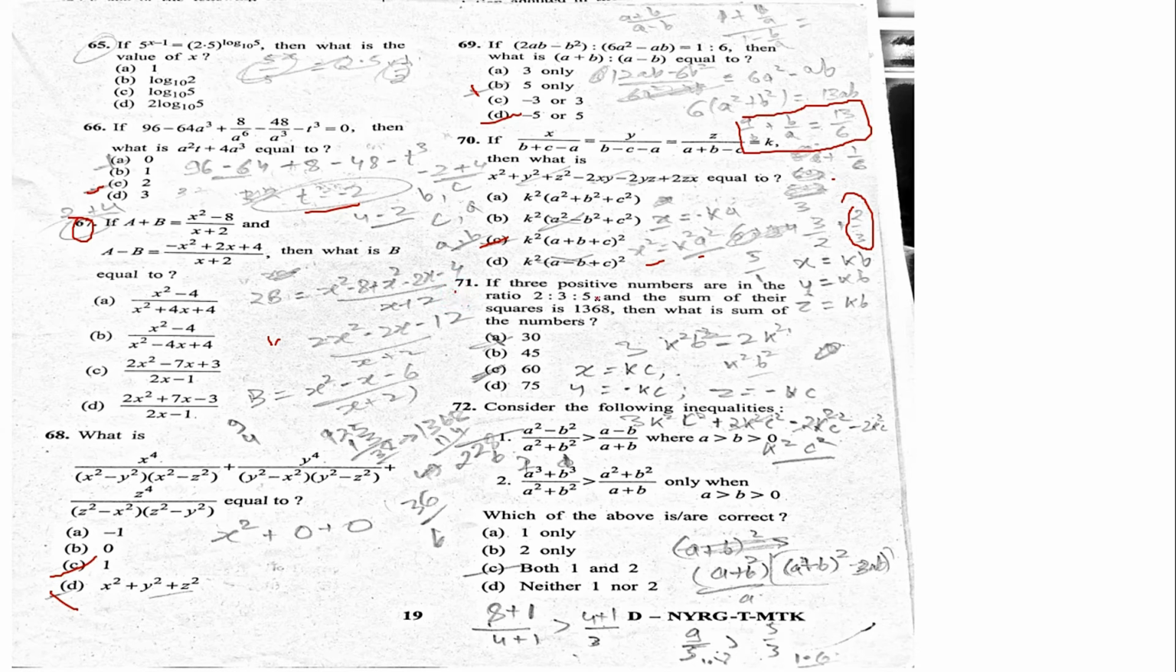And 71st question, if three positive numbers are in the ratio 2 is to 3 is to 5, then the sum of the squares is 1368. So the right option will be coming out as 60. This is an easy question. You can just do a little bit of calculation. In this question, you can put any of the values, A as 2 and B as 1. So putting that at C, I put that in here, and I get the answer, C as the right answer.